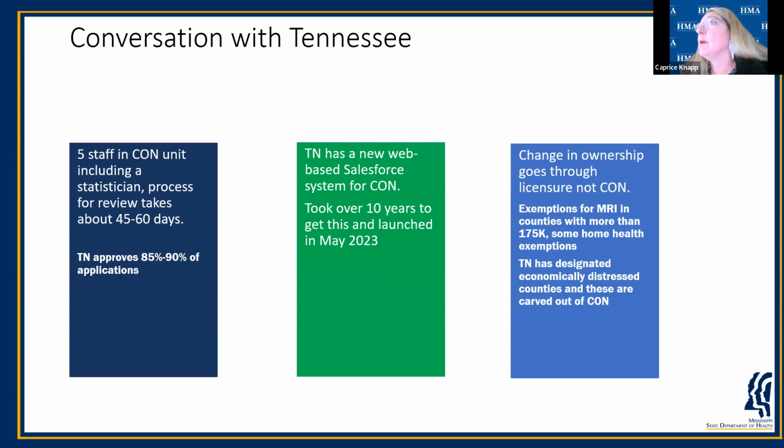So one is for MRIs in counties with more than 175,000, you are exempted from the certificate of need process. They have similar exemptions for home health as well. They also, the legislature comes in each session and designates economically distressed counties, and those are also carved out of the certificate of need program. So if you're in a county that's designated, and they talked about a couple of those, you do not have to pay the fees. You do not have to go through the process. Again, this is the only state we talked to that has a brand new, fantastic IT system, but it took them about 10 years to get there, and they used money from the CARES Act to do that.